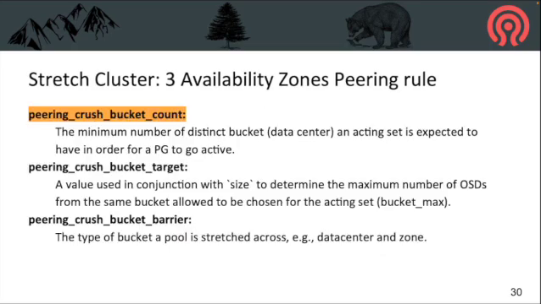The first variable is peering cross bucket count. This is basically the minimum number of distinct buckets an acting set is expected to have in order for the PG to go active. Like the example I gave earlier, the peering cross bucket count is 2, so you need at least 2 distinct buckets or distinct data centers in the acting set for the PG to go active.